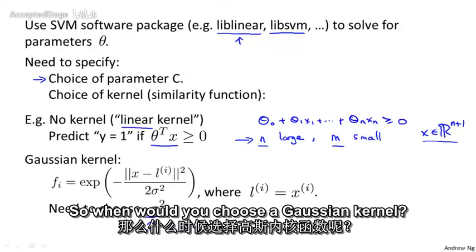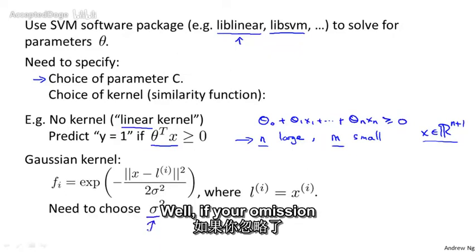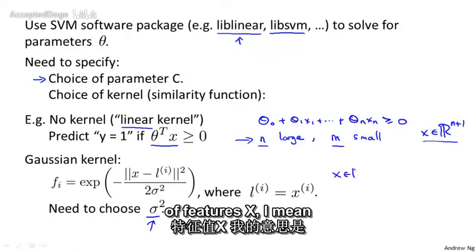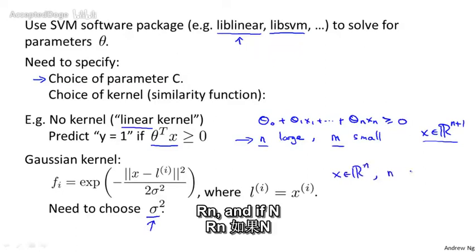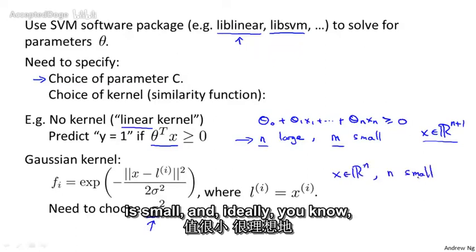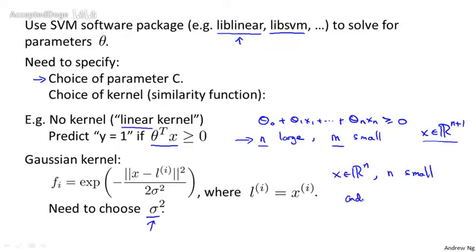So when might you choose the Gaussian kernel? Well, if your original features x are in R^n, and if n is small, and ideally, if m is large, right?